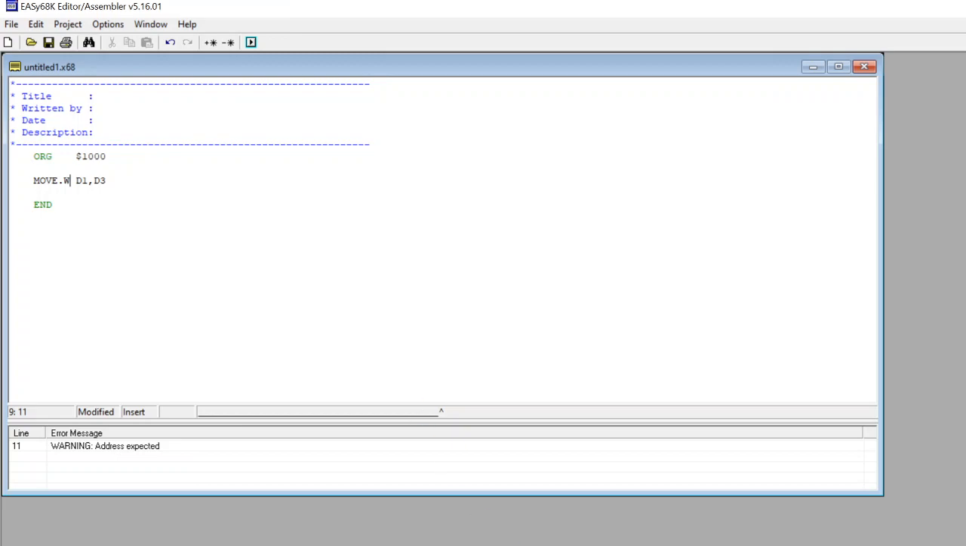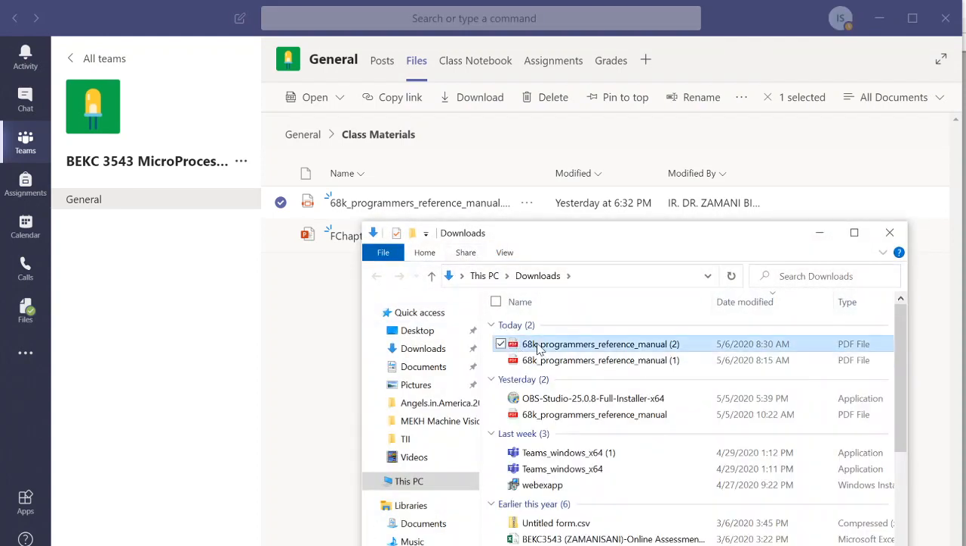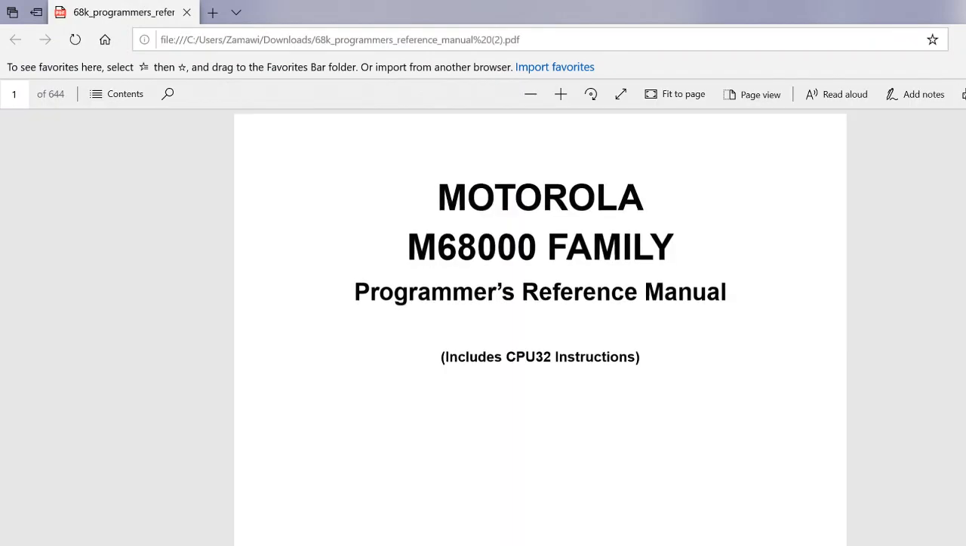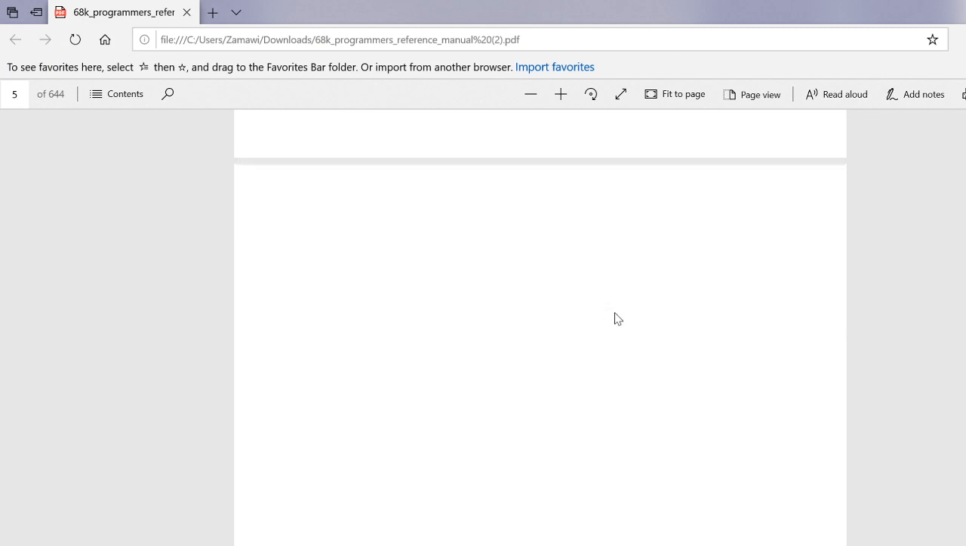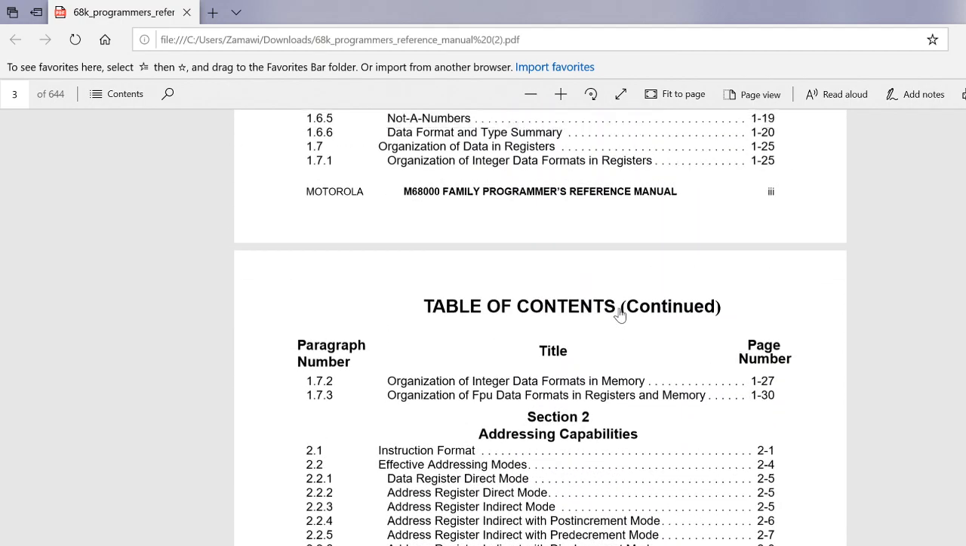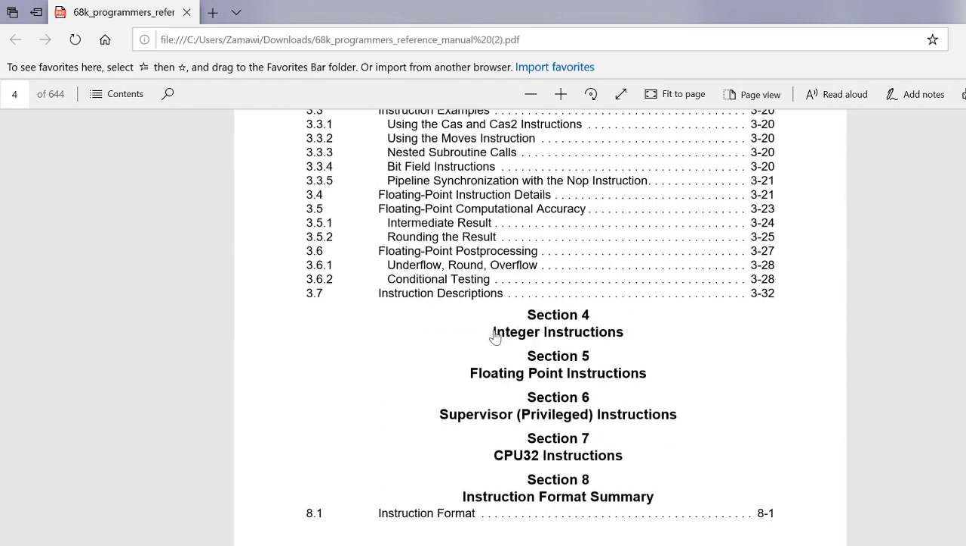So if you go to your Microsoft Teams, at the Teams over here, you go to your Microprocessor Teams. You can go to your files and you can download this one. Okay, so this is the programmer's reference manual. It's actually a very thick book, very big, very thick. So you may not need to read all of it, but we are going to concentrate on section 4, which is the integer instructions, related to the instruction formats. So you can just go to section 4.